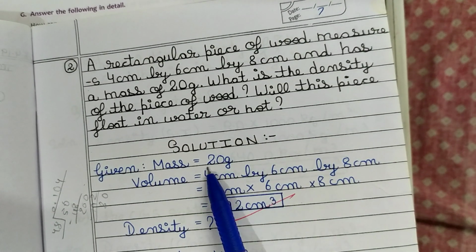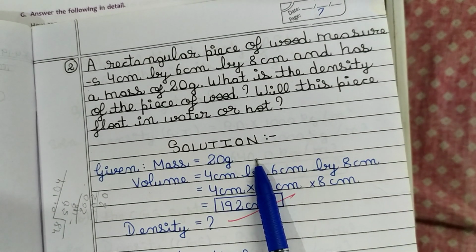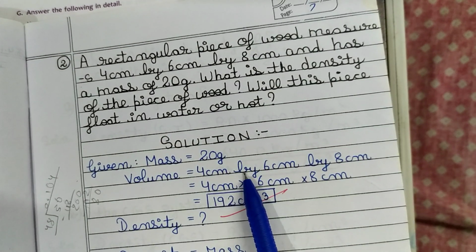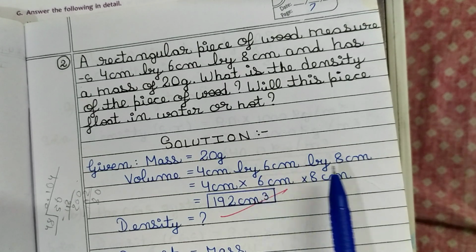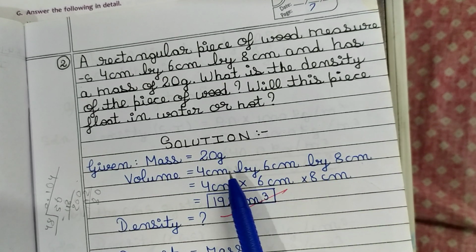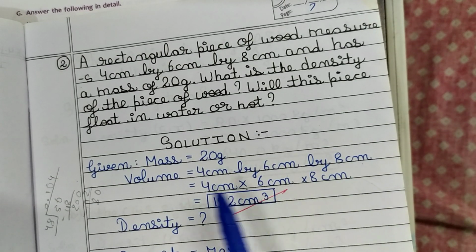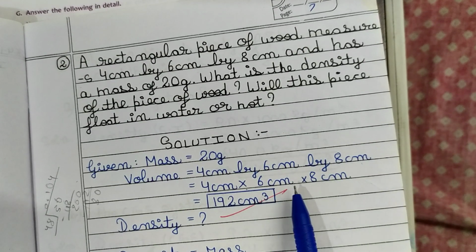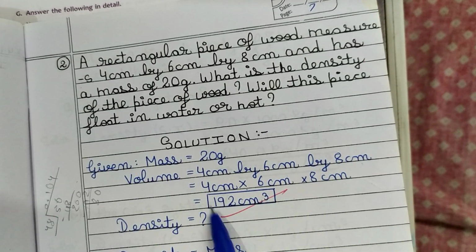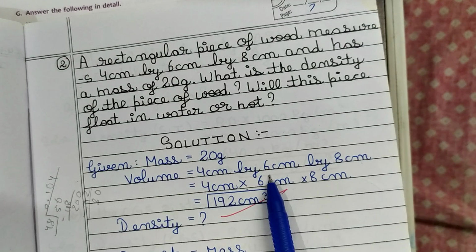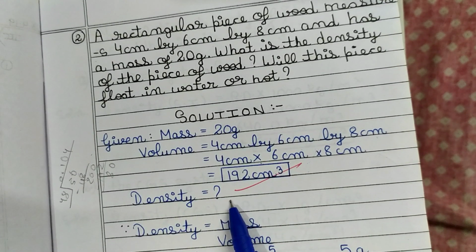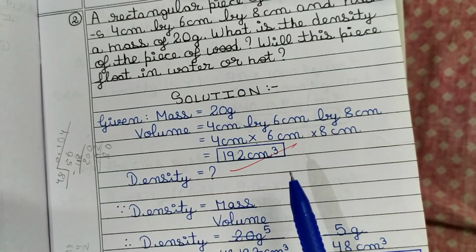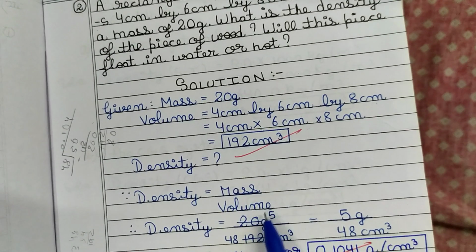You know, the mass is given as 20 gram for the rectangular piece of wood, and the volume is given as 4 centimeter by 6 centimeter by 8 centimeter, meaning length, breadth and height. Okay, so the volume of the cuboid formula is length into breadth into height, 4 centimeter into 6 centimeter into 8 centimeter, that is 192 centimeter cube. And you need to determine the density. Now it is very easy. Density is equal to mass upon volume.